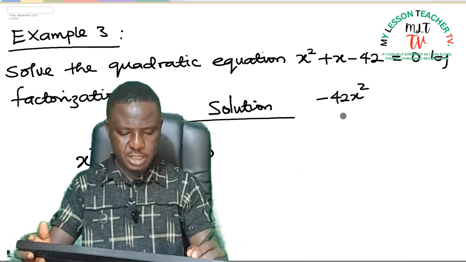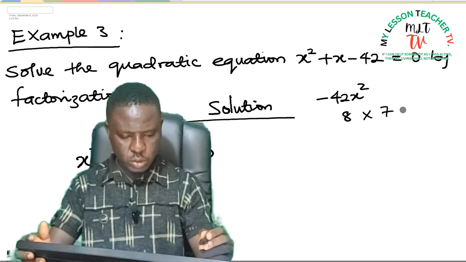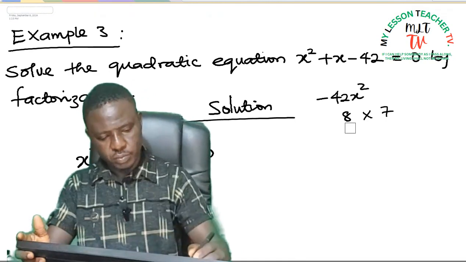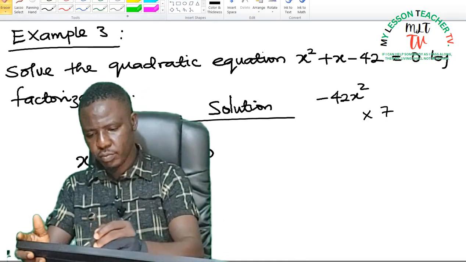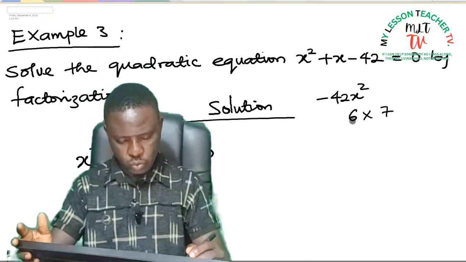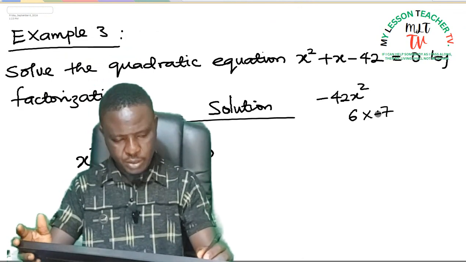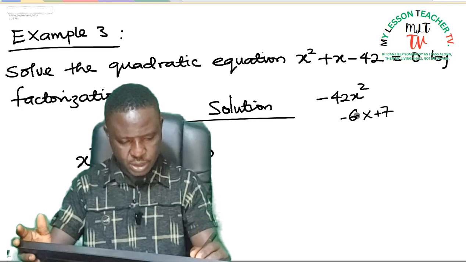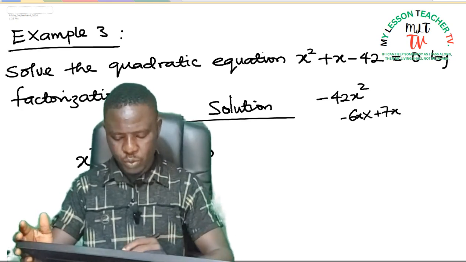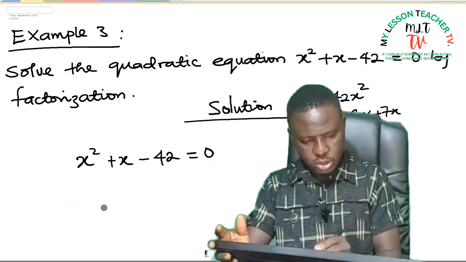And I think 8 times 7 will give us 42. Sorry, 6 times 7. So 6 times 7 is 42. And for us to have a positive, the greater number should be positive and this should be negative. So with these two, we can then substitute it for the middle term as discussed.